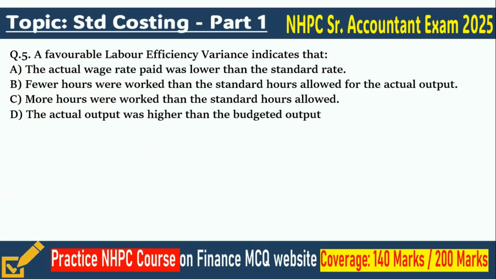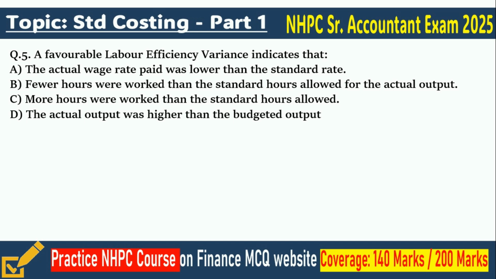Moving on. Friends, next question is, a favorable labor efficiency variance indicates that, option A, the actual wage rate paid was lower than the standard rate. Option B, fewer hours were worked than the standard hours allowed for the actual output. Option C, more hours were worked than the standard hours allowed. Option D, the actual output was higher than the budgeted output.